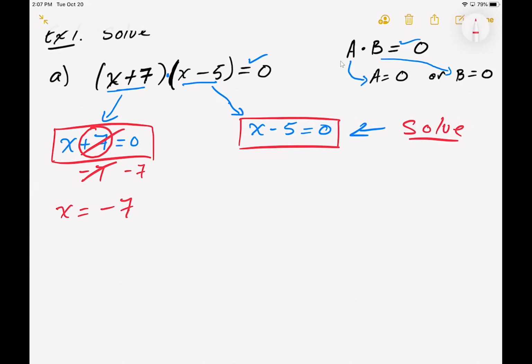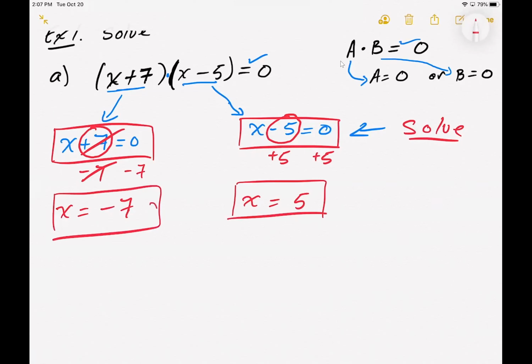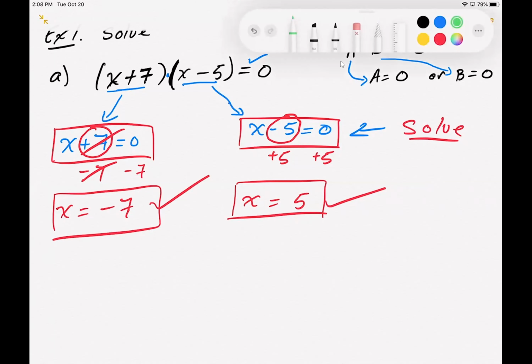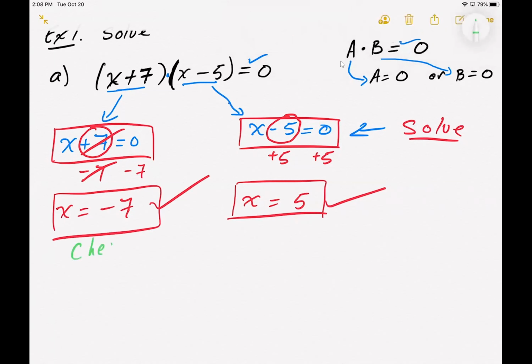This is chapter 2. This is how we get x by itself. And in this case, to get x by itself, I need to add 5. If I add 5 to both sides, 0 plus 5 gives me 5. And these are the two answers you have, ladies and gentlemen: x equal to negative 7 and x equal to 5. And if you're in doubt, you can check your answer.